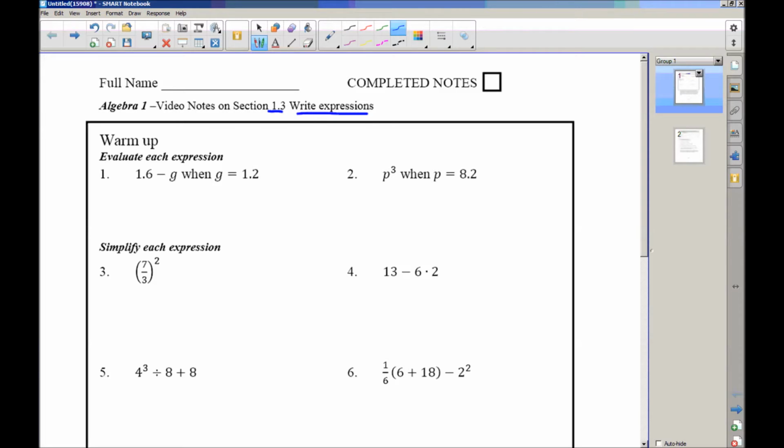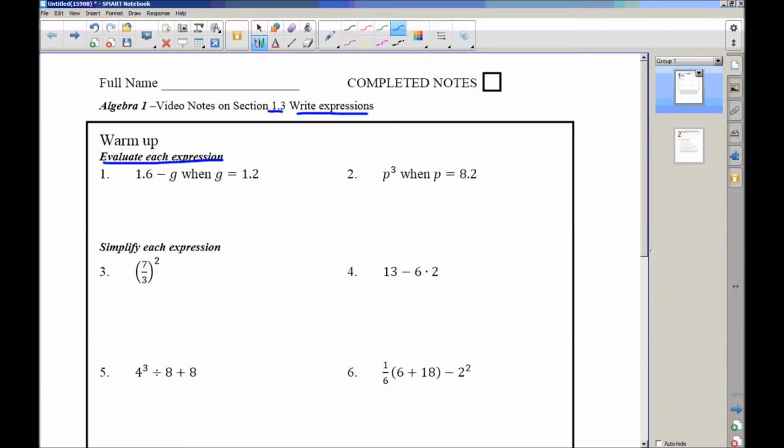If you haven't tried the warm-up yourself first, you need to pause the video, do the warm-up, and then come back and check. This is supposed to be review material and it gives you a good chance to practice the kind of questions that are going to be on the quiz or test. Okay? All right, so our first directions say evaluate each expression.